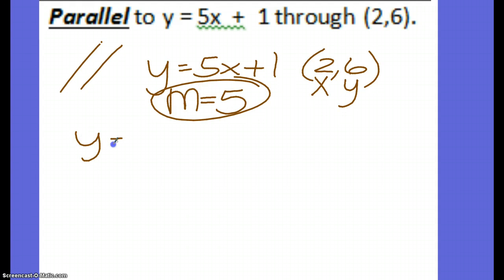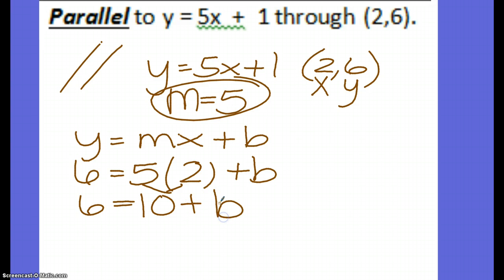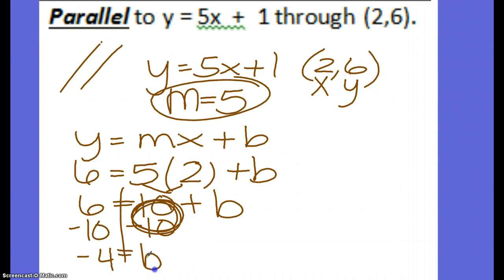So y equals mx plus b. Y is 6, m is 5, x is 2. So I times them out. 10, 6 equals 10 plus b. I need to get 0, so I minus 10 to get b by itself. And 6 take away 10 is negative 4. So I've got b, I've got m.